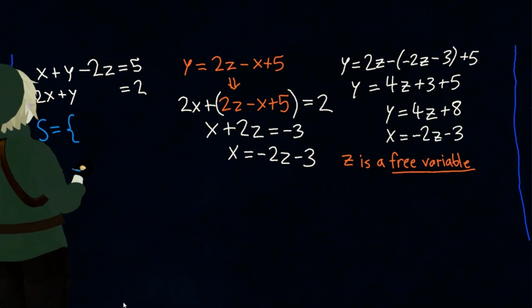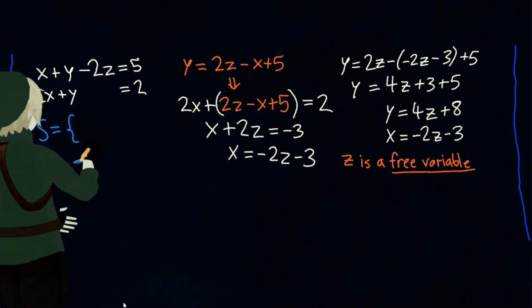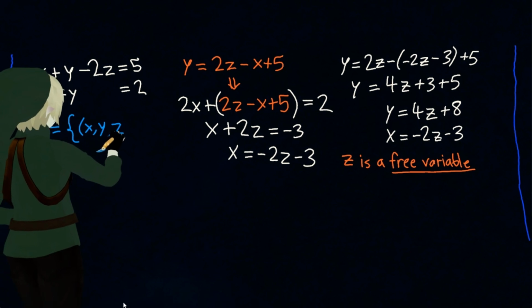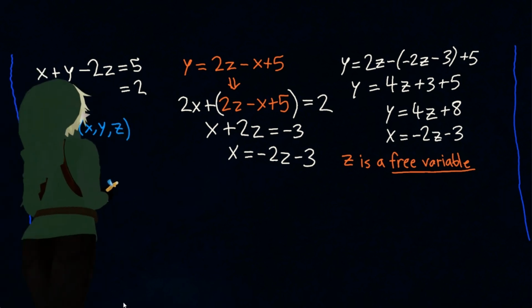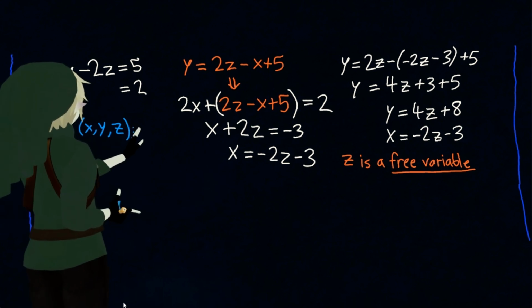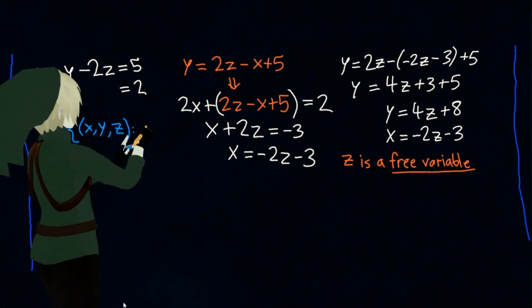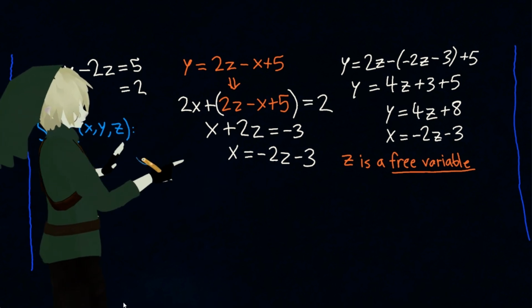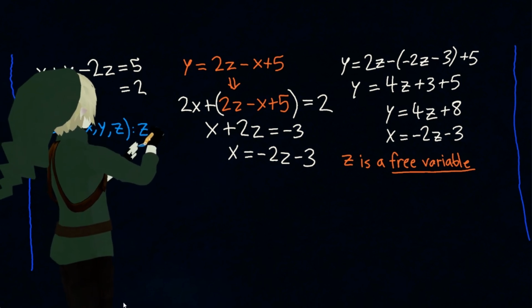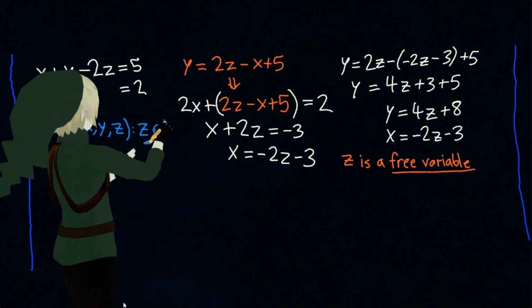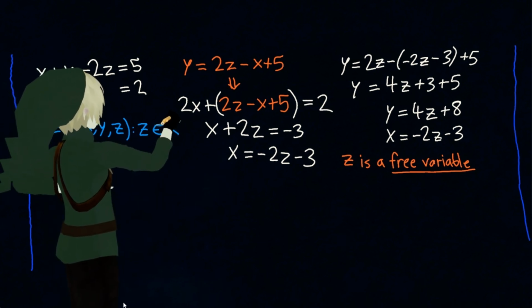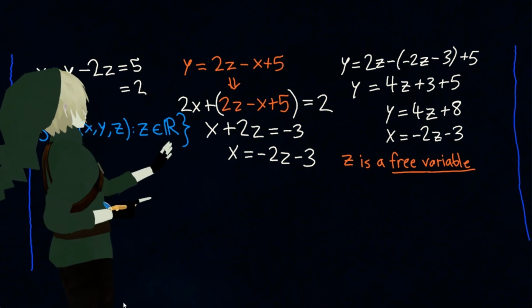Okay? And the way we write it, because we have x, y, z, we will put it in coordinates (x, y, z). And then we put our colon here, and then we put in our free variable. In this case, our free variable is z. And then we put z is any real number. That's what this mathematically means.